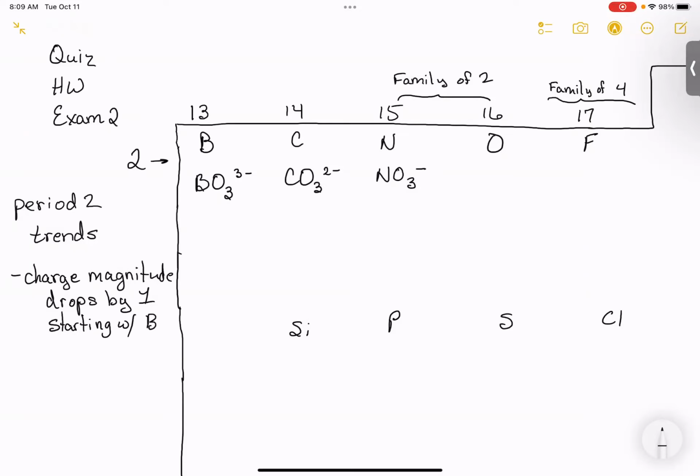When I talk about magnitude, I'm talking about the numerical value associated with the charge, not the sign of the charge. So yes, it goes 3, 2, 1. Well, we'll get to that. But what other thing about just the formula do you notice? They always have 3 oxygens.